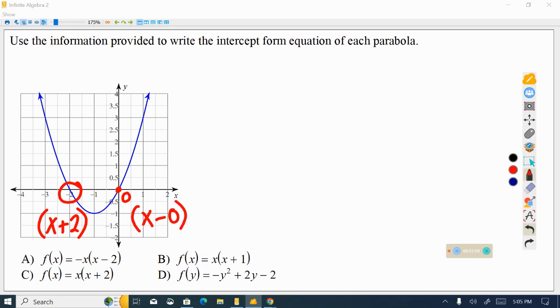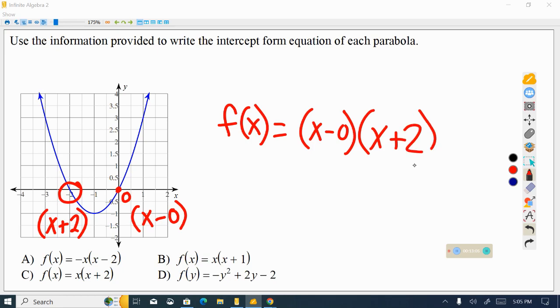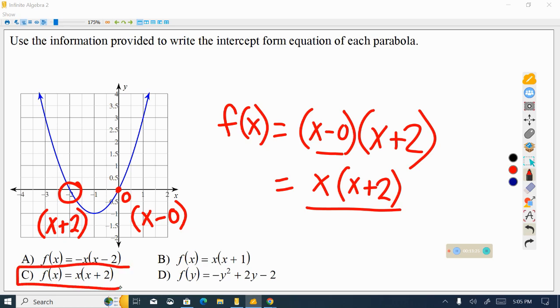And so I would be looking for an equation that has x minus 0 times x plus 2, or the other way around, but we should realize that x minus 0 is just x. And so we can drop the parentheses, and we can basically end up with this form right here. And so we're looking at the answer in option C is the one that we should pick.